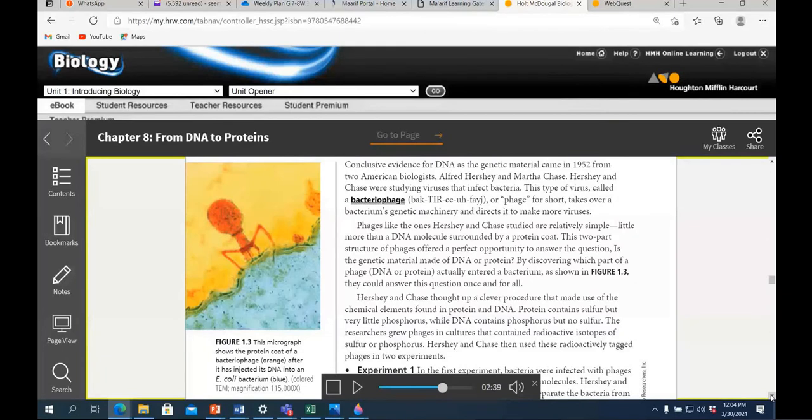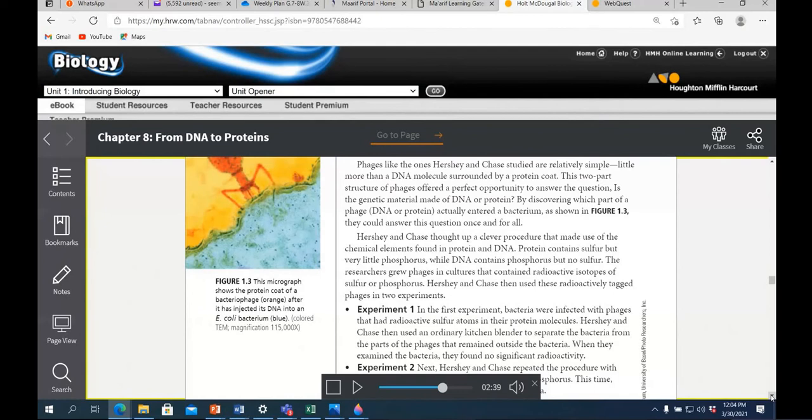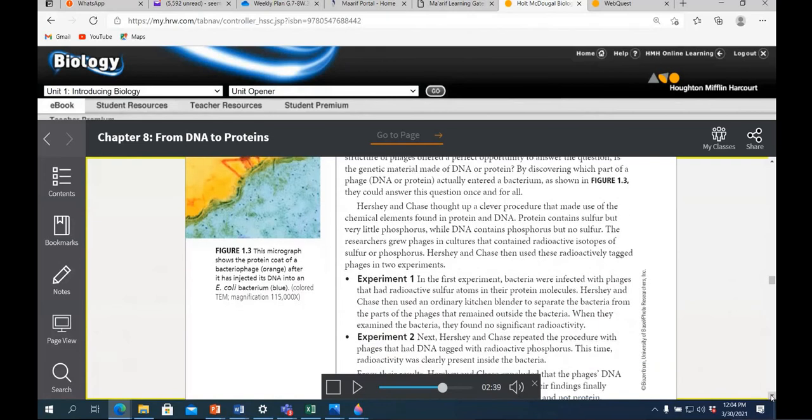So is the genetic material made up of DNA or protein? This was the question. By discovering which part of the phage, DNA or protein, actually entered the bacterium, as you can see in the picture, they could answer this question once and for all. So Hershey and Chase, what did they do? They thought up a clever procedure that made use of the chemical elements found in protein and DNA. Protein contains sulfur but very little phosphorus, while DNA contains phosphorus but no sulfur. So the researchers grew phages in cultures that contained radioactive isotopes of sulfur or phosphorus, and Hershey and Chase then used these radioactively tagged phages in 2 experiments.